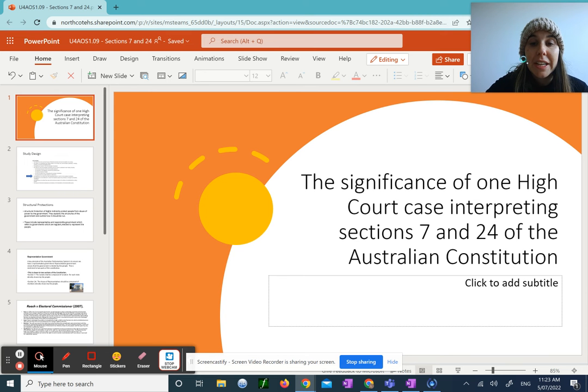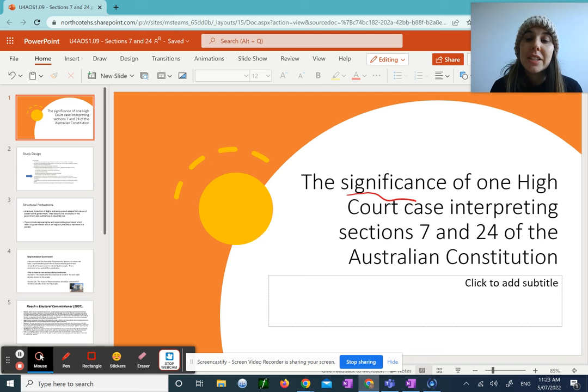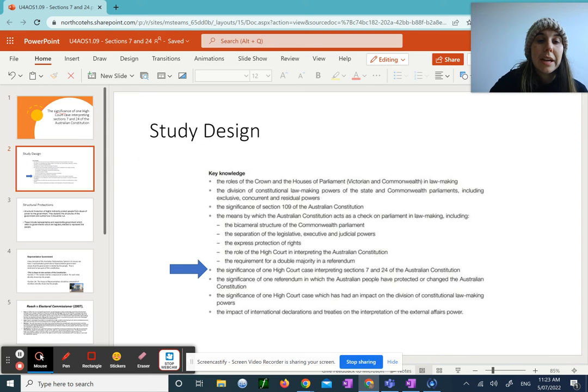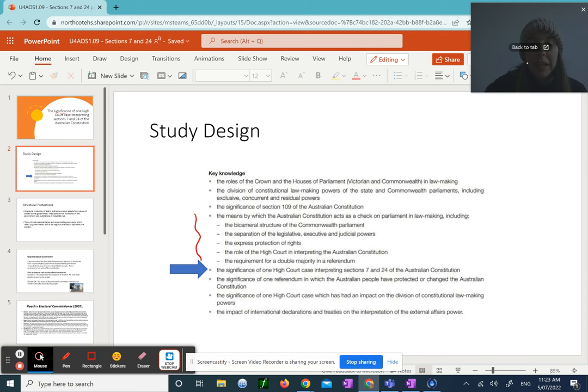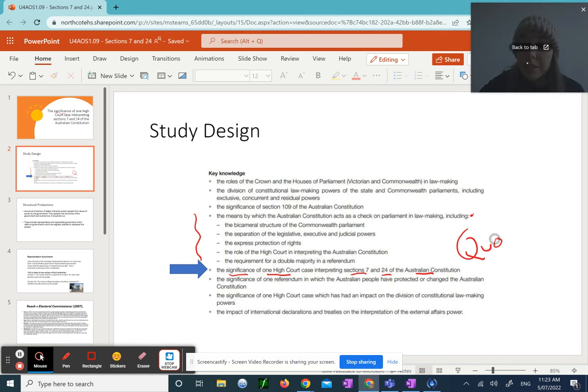Alrighty, so today's study design dot point, we are looking at the significance, importance of one High Court case in interpreting Section 7 and 24 of the Constitution. Okay, so we look at the study design here. We've just done our checks on Parliament and we're looking at this dot point here. So significance, one High Court case in interpreting Section 7 and 24 of the Constitution. You need to make sure that you can quote Section 7 and 24. It's mandated, so please make sure you know these sections.